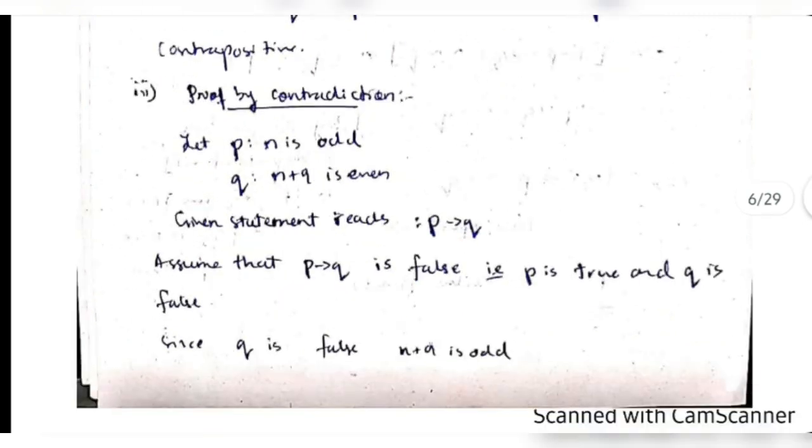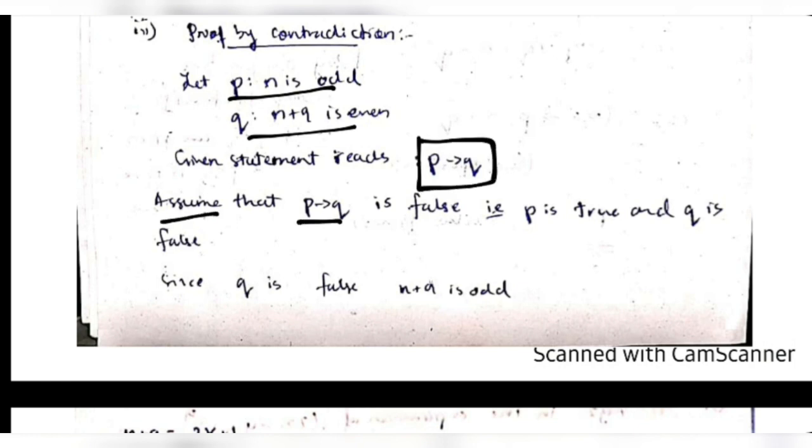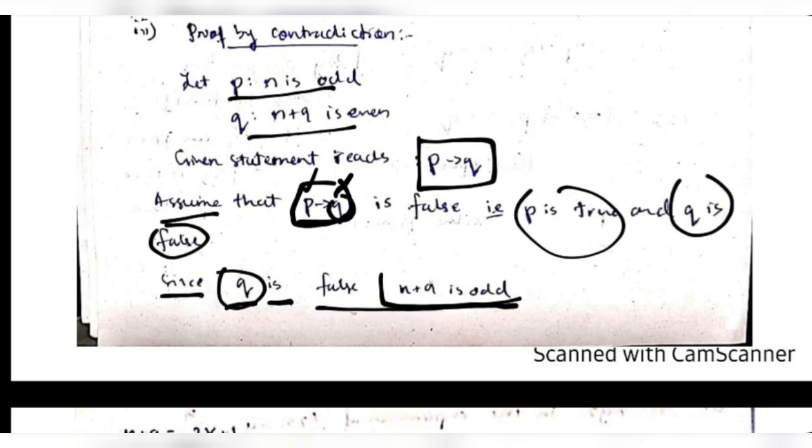The third one is proof by contradiction. In this we will consider p as n is odd and q as n is even. Then the given statement will be p conditional q. Then what we will do is we will assume that p conditional q is false. That means p is true and q is false. We will assume that, and then since q is false, n plus 9 is odd.